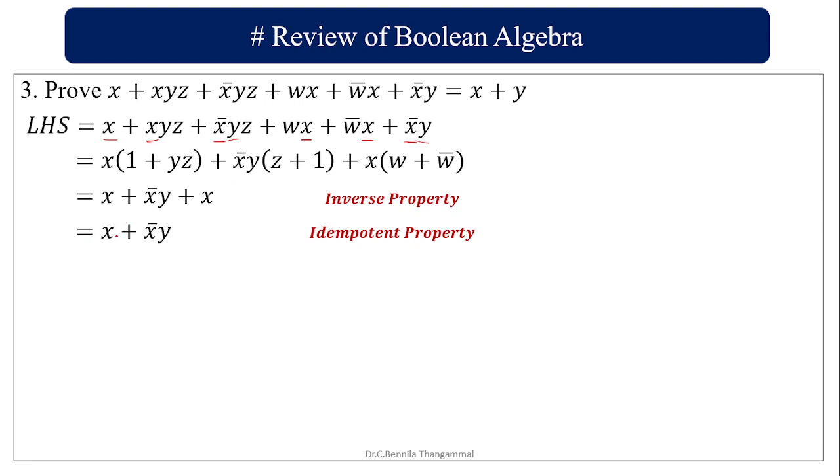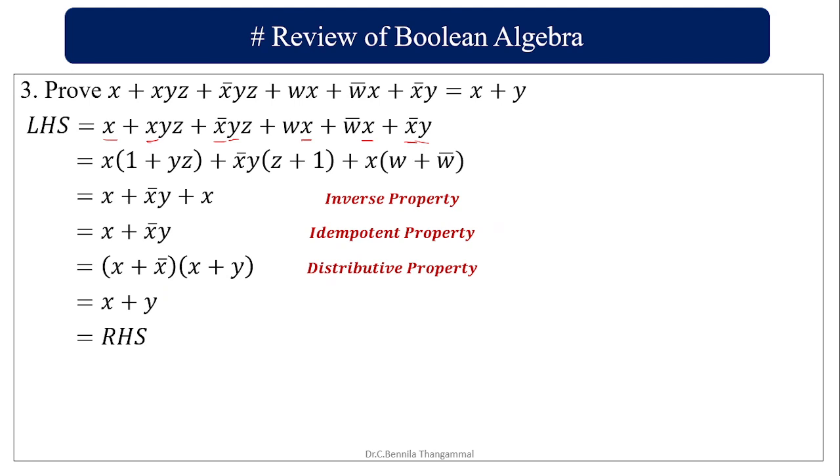Now I can go for the distributive law: x plus x bar into x plus y. In this, x plus x bar, because of the inverse property, is going to be 1 here. So the remaining value is going to be x plus y. Thus the RHS is proved.